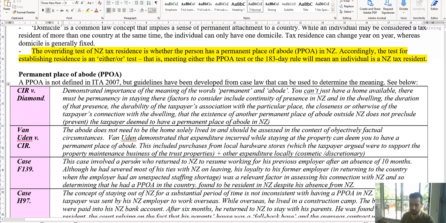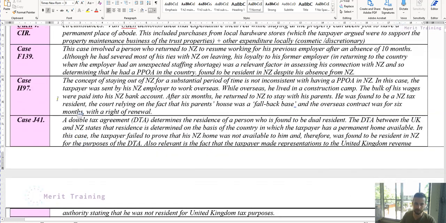It's about, do you have a connection to this property? Do you have a connection to this place? So the court's arguing that this connection is the fact that he felt bad about his employer. He was helping out his employer. It may not have been in his best interest to come back to this country because he's obviously severed his ties. So the court said, you've got a connection, therefore you've got a PPOA in the country, and therefore you're a resident. It's not very fair on him.